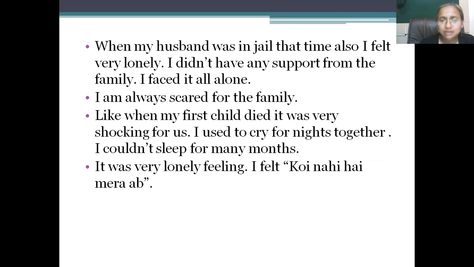When the husband was in jail immediately after her marriage, she used to stay with her parents, and the in-laws were not really supportive. And she said, I'm always scared for the family. When my first child died, it was very shocking for us. I used to cry for nights together. I couldn't sleep for many months. It was a very lonely feeling, doctor. In Hindi she said, koi nahi hai ab mera, there's no one for me.